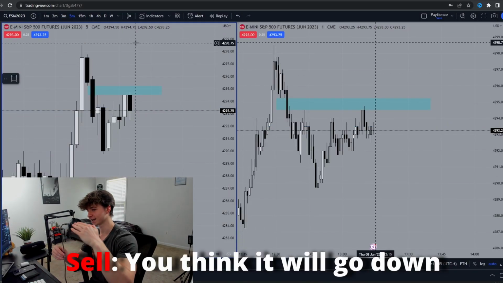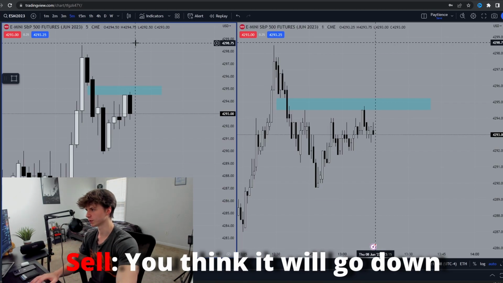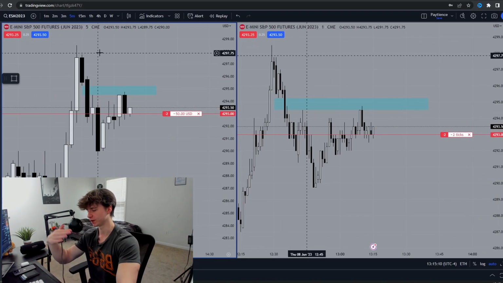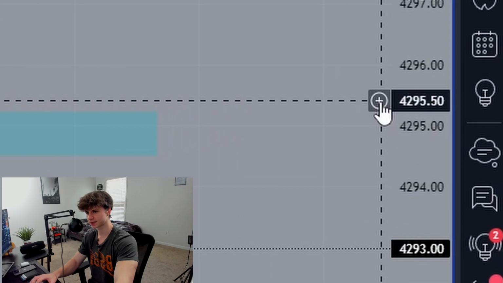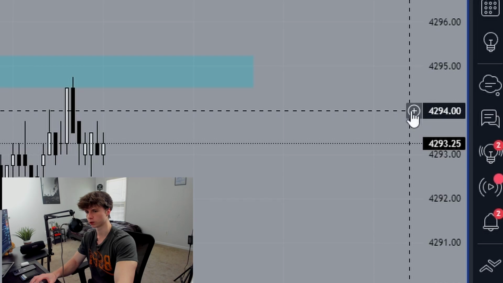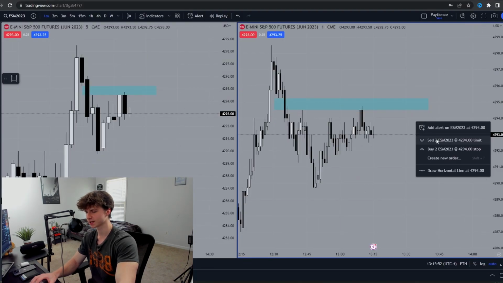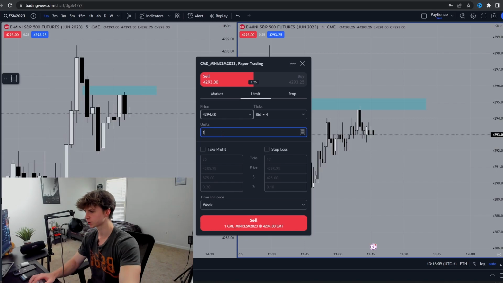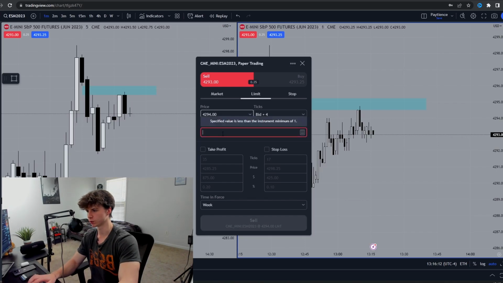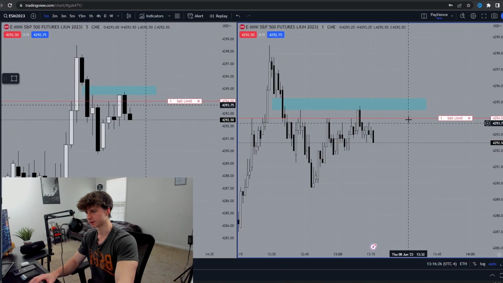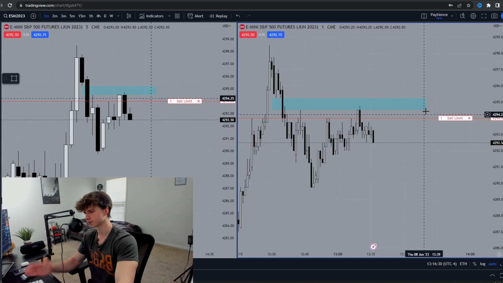So if you think it's gonna go down and you want to make money as it's going down, you simply sell. You sell if you think it's gonna go down, you buy if you think it's gonna go up. Also, you see this little plus? Let's say I want to sell once it gets to 4294. Simply hover over 4294, click the plus and sell, and there's gonna be a limit. It tells you what price you're gonna sell at. You adjust how many contracts you want, which I will go over in a second. Let's say I want 1, and boom. Once it gets to this level, it's gonna get me in a sell, which means I will make money as it goes down and lose money if it goes up.